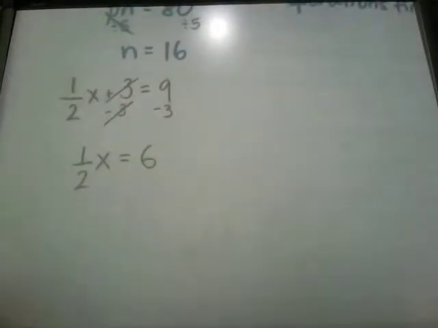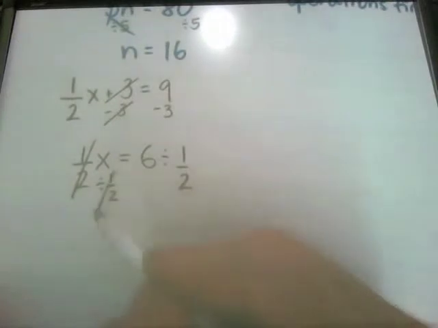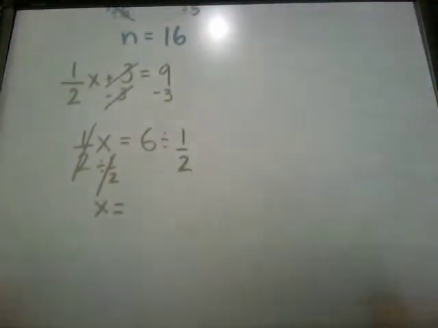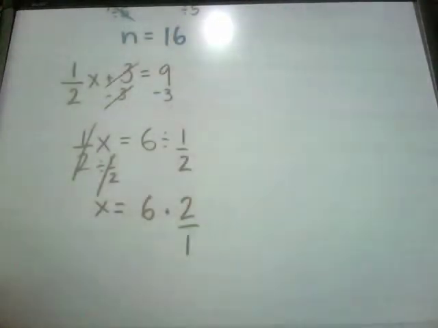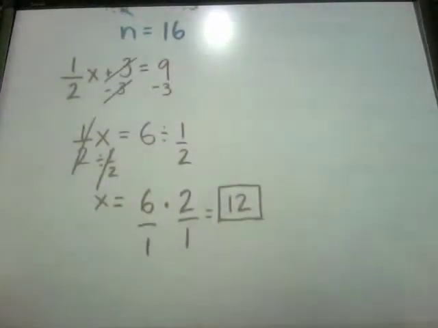Now we've got a problem that looks a lot like yesterday's. 1/2 is being multiplied by x. The opposite of multiplying by a half is to divide by 1/2. 1/2 divided by 1/2 equals 1. 6 divided by a half becomes 6 times 2 over 1. And we get 12 over 1, or just 12. So again, just combining all these.